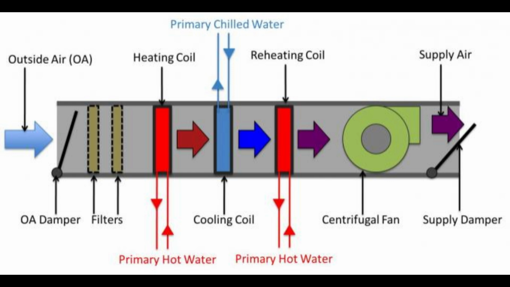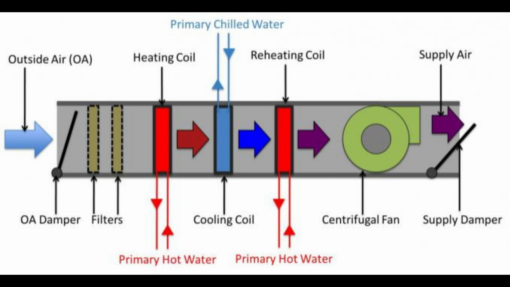Air movement. Centrifugal fan. This is the heart of the AHU, responsible for moving the air through the entire system. It draws air in, pushes it through the various coils and filters, and then delivers it as supply air. Purple arrow. After the fan, this indicates the direction of air being pushed by the fan.